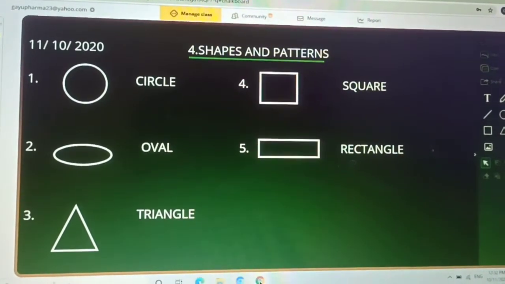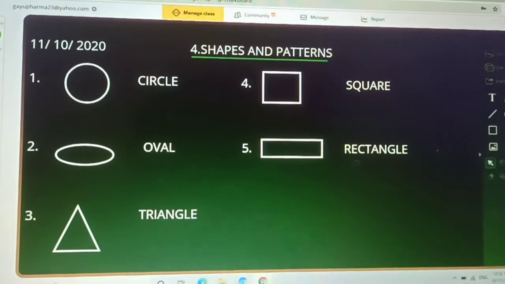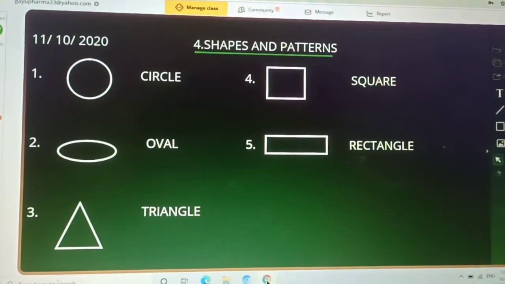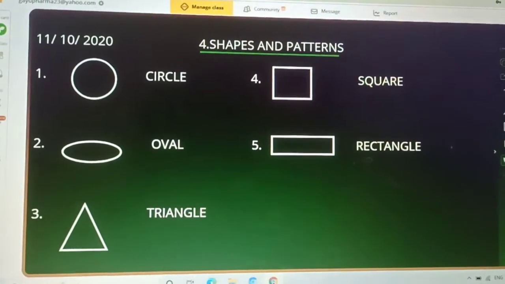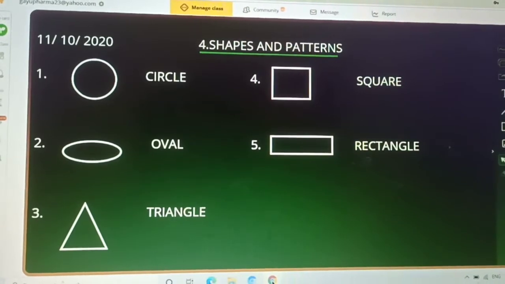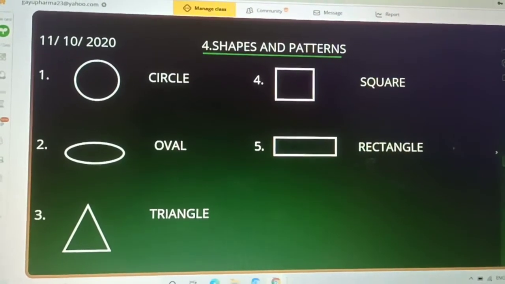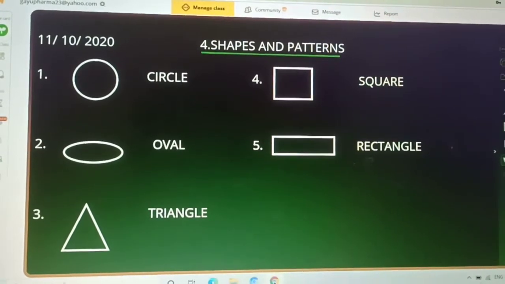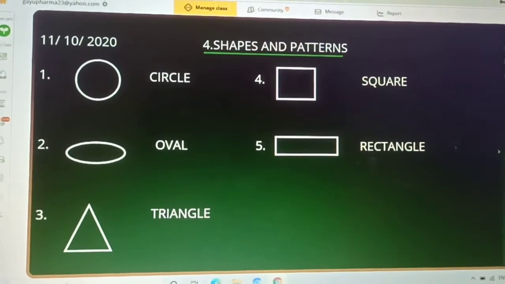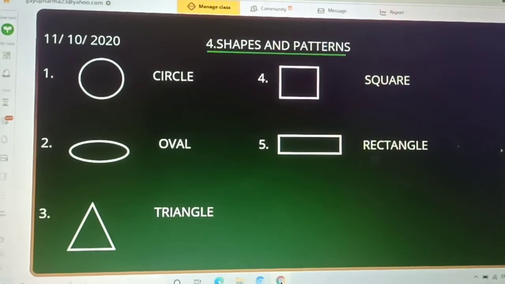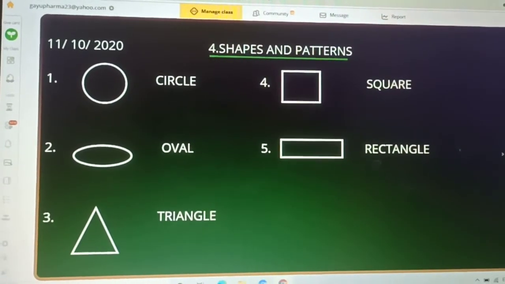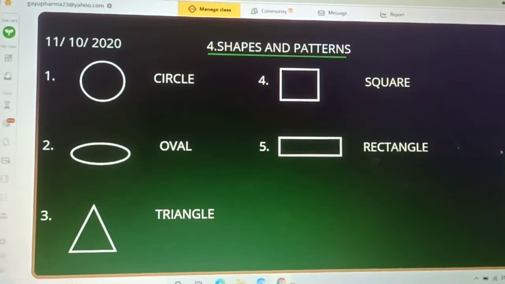Yes, it's about shapes and patterns. This is your new chapter. See, there are many shapes which we have to study. But as far as now is concerned, these shapes are enough to study. Okay, and we will study the extra shapes one by one later.